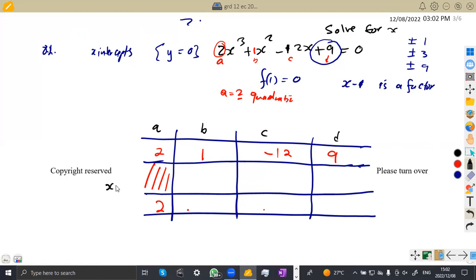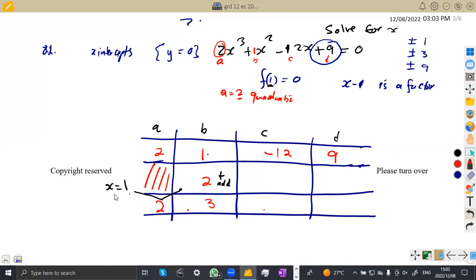You're going to multiply by x. The x that we substituted here, which is 1, which gave us a 0, is the one that you're going to use. So you multiply 1 and 2. You write your answer here. So it's 1 times 2, which is going to give us a 2. Whatever you have, you add. Okay, so this part here, you add. So it's 1 plus 2, which is a 3.